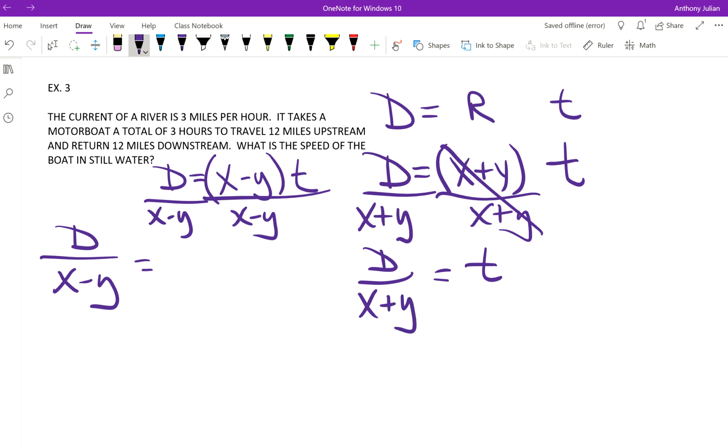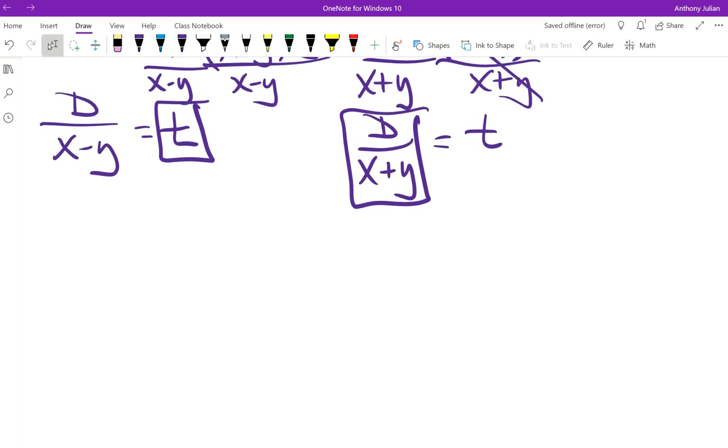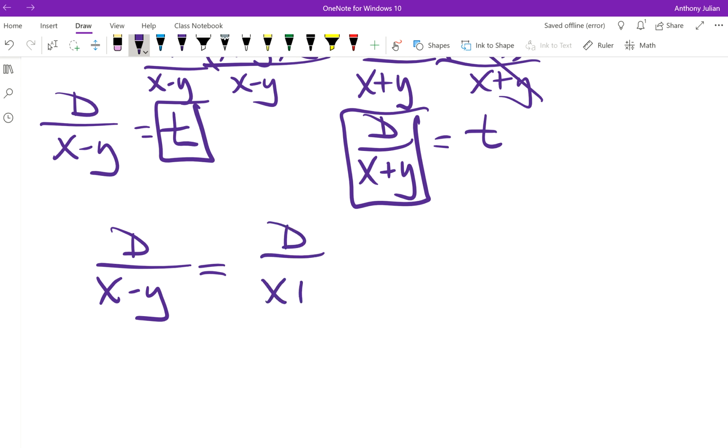All right, so d over x minus y here equals t, and d over x plus y equals t over here. So now what I can think of doing is, if t equals this, I'm going to substitute this for the t over here. Which gives me that the distance over x minus y equals the distance over x plus y.